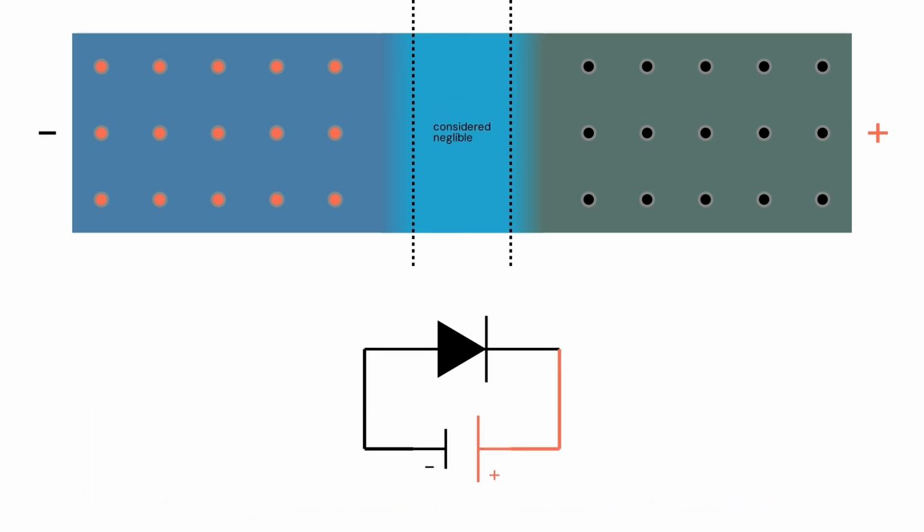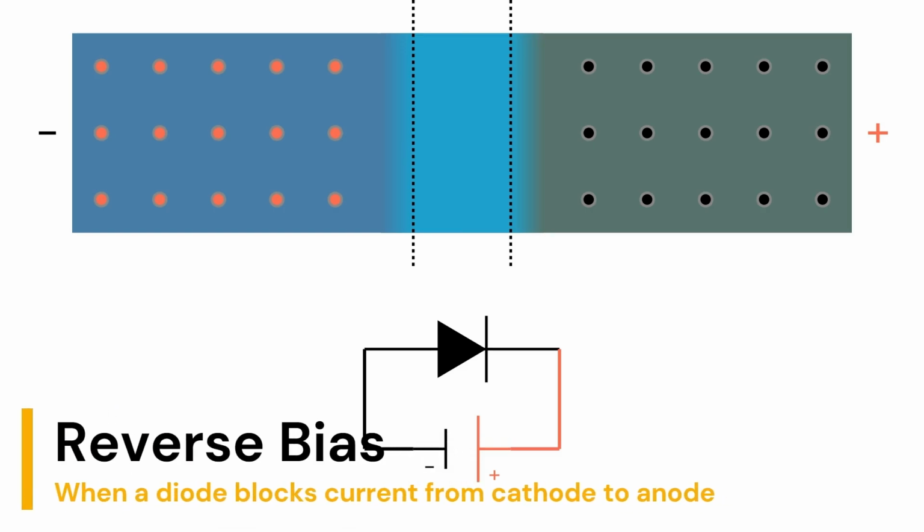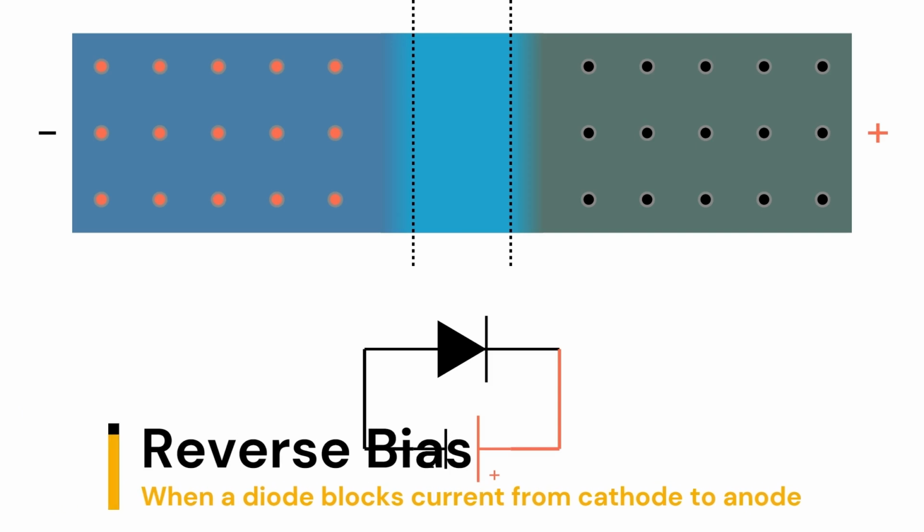A diode in this situation is not technically an insulator, but it's almost as effective. Blocking current in that direction is an everyday use of diodes. When the diode is in this blocking situation, we say it's in reverse biased mode.